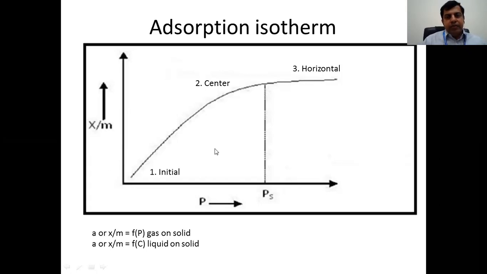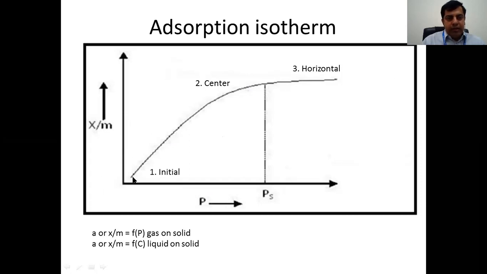So what is happening over here? There are three stages: stage 1, stage 2, and stage 3. We call them the initial point, the central point, and the horizontal point. Here you can see a sharp increase when the adsorbate adsorbs on the surface of the adsorbent. I'm going to explain why this is happening, why it is sharp, and then it is a little bit inclined, and then it becomes horizontal.